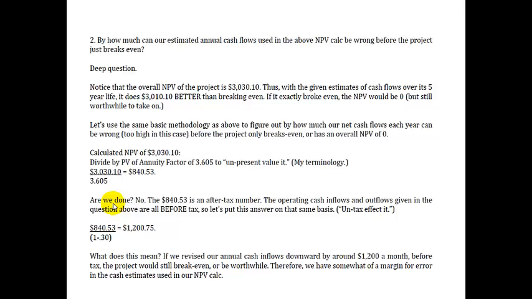So what does that mean, $1,200? Well, if we revised our annual cash inflows downward by around $1,200 a year, before tax, the project would still break even or be worthwhile. Therefore, basically each year we have a margin for error of about $1,200 that our estimates could be too high. Okay, I hope that helps.